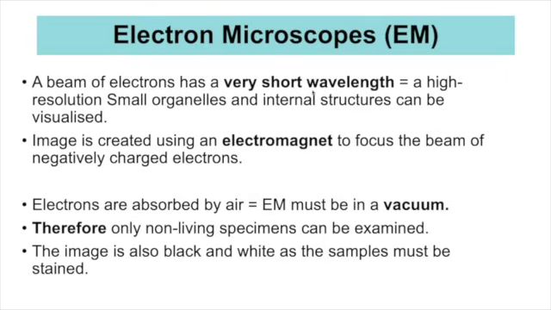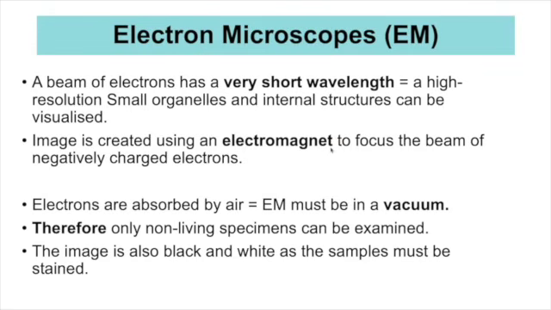So then we move on to the electron microscopes. And a beam of electrons is used here to create the image. And electrons have a very short wavelength. And that is why electron microscopes have a higher resolution. And because they've got a high resolution, small organelles and internal structures can be visualized. The image is created using an electromagnet. So that magnet is used to focus the beam of electrons.